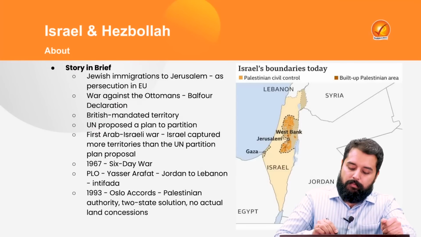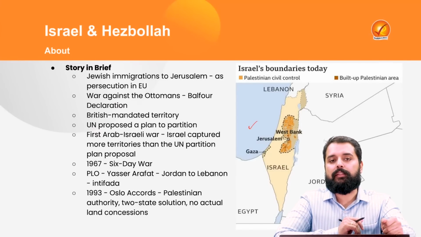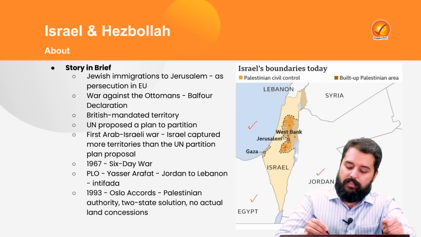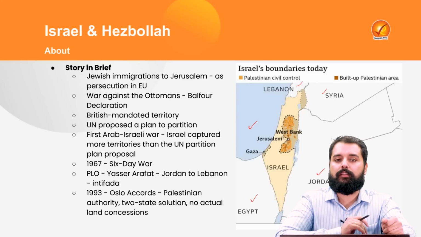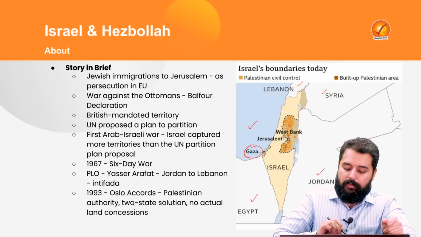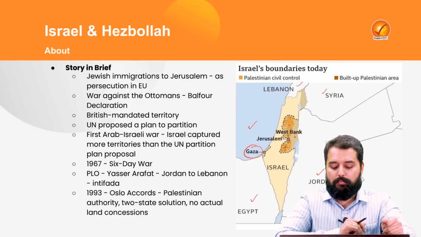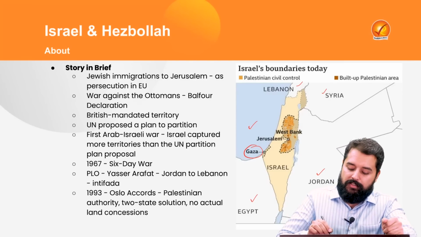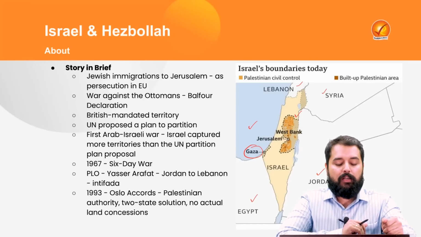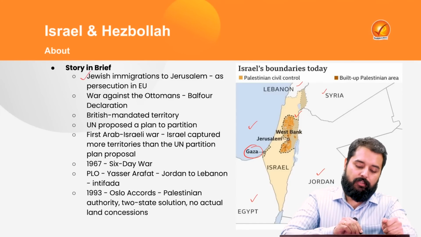Israel shares its boundary with the Mediterranean Sea in the west, Egypt in the southwest, Jordan in the east, and Lebanon and Syria in the north. Israel also has the Gaza Strip under its control. Gaza Strip is a small strip which shares the boundary with the Mediterranean Sea. On the eastern part of Israel, there is the West Bank and Jerusalem. Now let's look at the story in brief regarding Israel and Palestine.